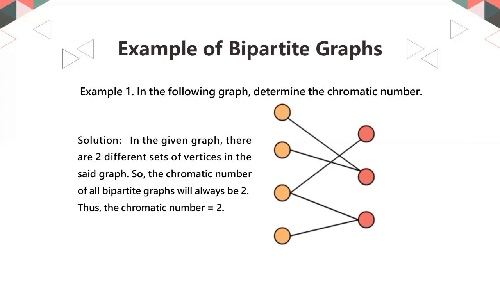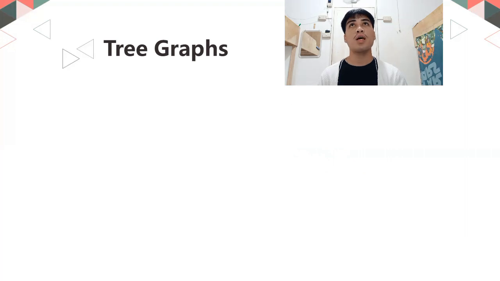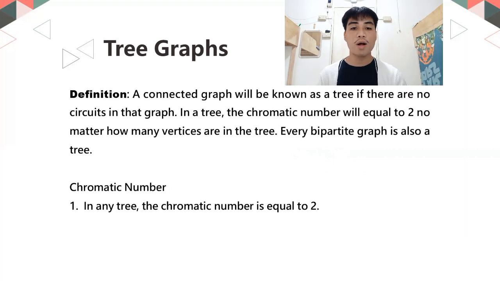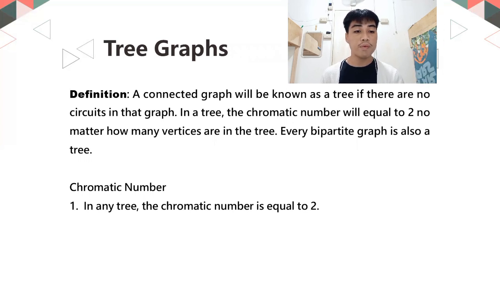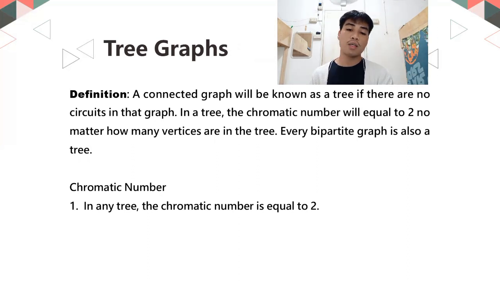Okay, because it is based on the sets or groups, each containing different sets of vertices. So thus this graph has the chromatic number of 2. Next, trees. This is the last type in considering chromatic number. A connected graph will be known as a tree if there are no circuits in that graph. In a tree, the chromatic number will equal 2 no matter how many vertices are in the tree. Every bipartite graph is also a tree. So following the properties in determining the chromatic number of this graph, in any tree, the chromatic number is equal to 2.